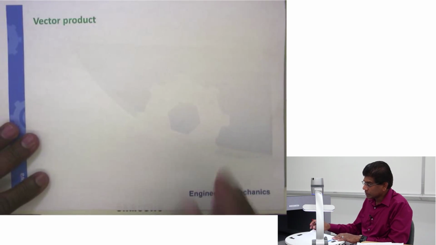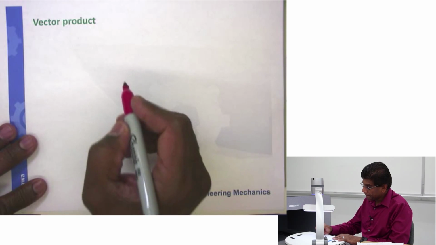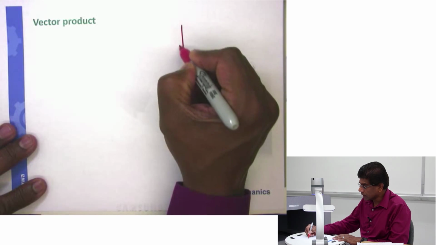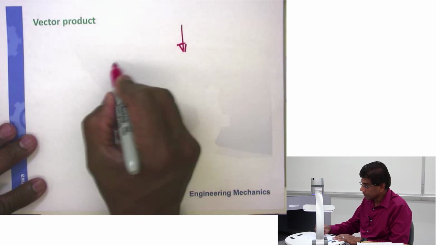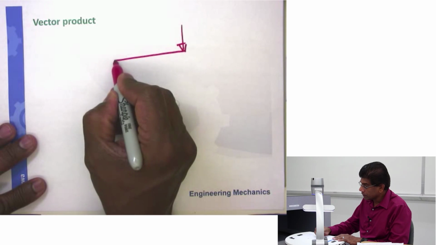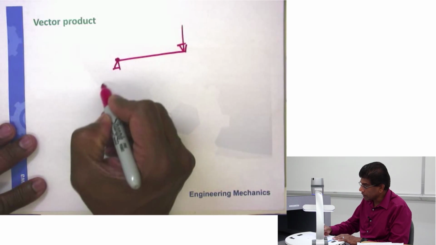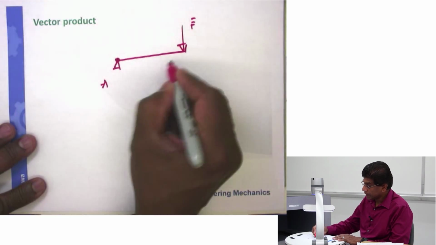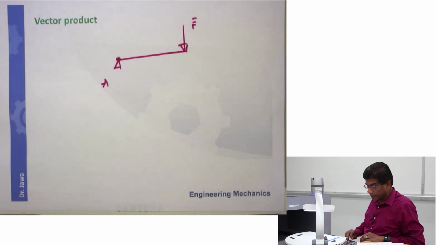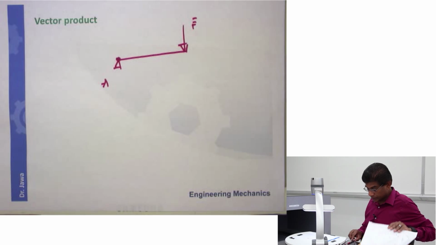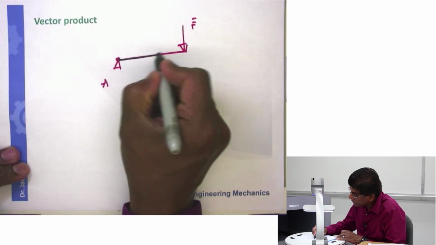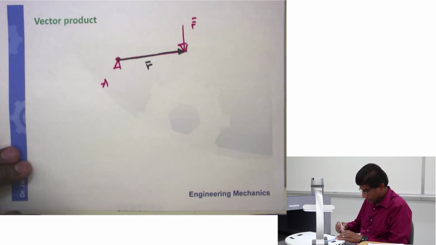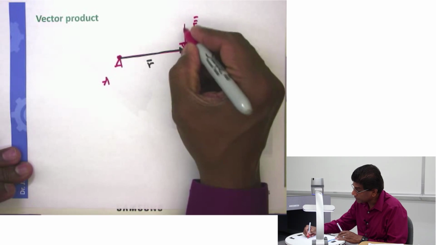All right? So if I have a force applied here, and I am calculating moment about this point, this is my force vector. This is my position vector. Notice how I'm showing the position vector here. This is my position vector. I'm going to call it R. All right? And that's my force vector.